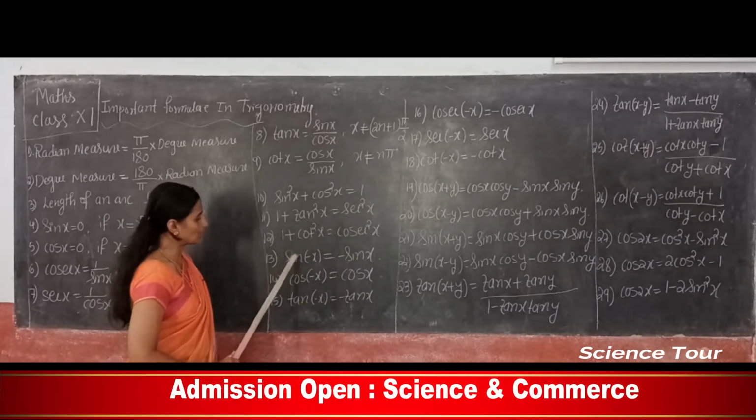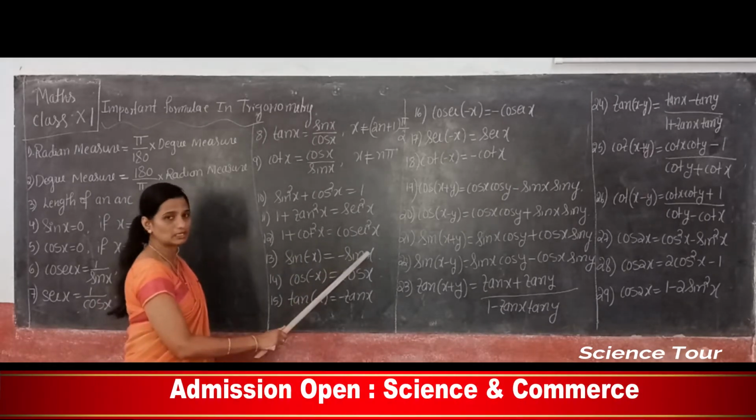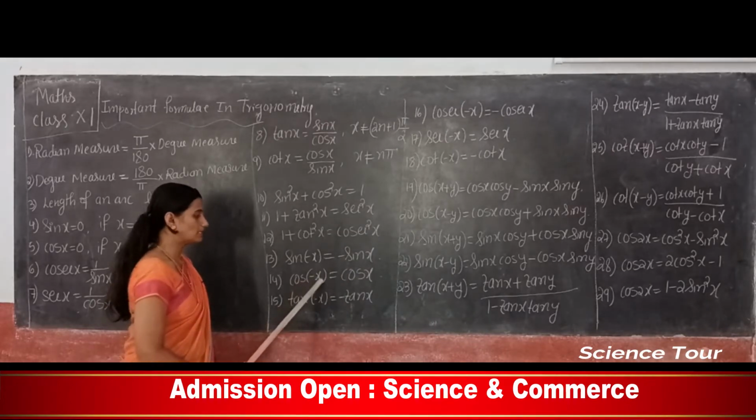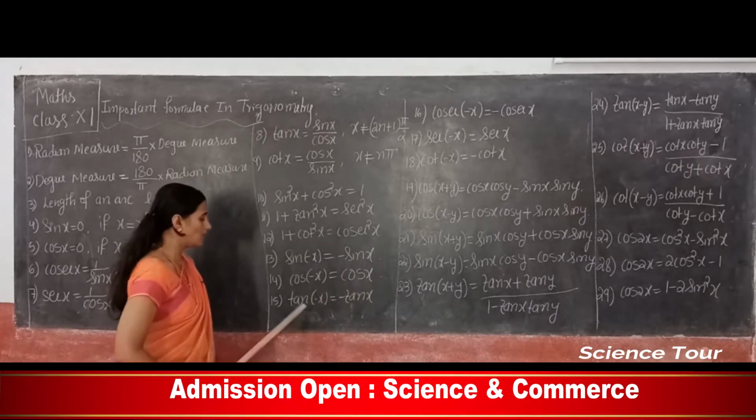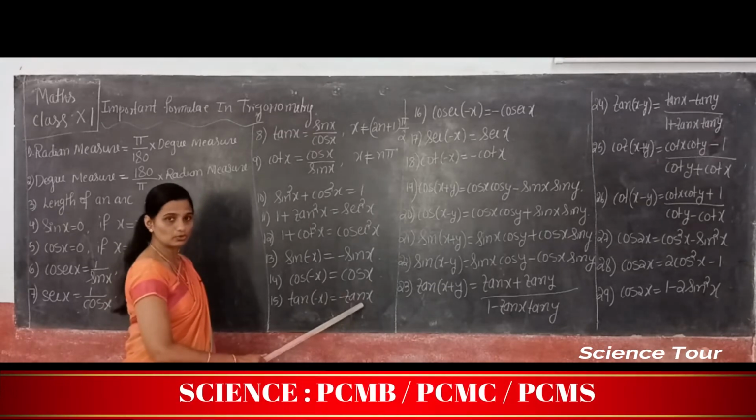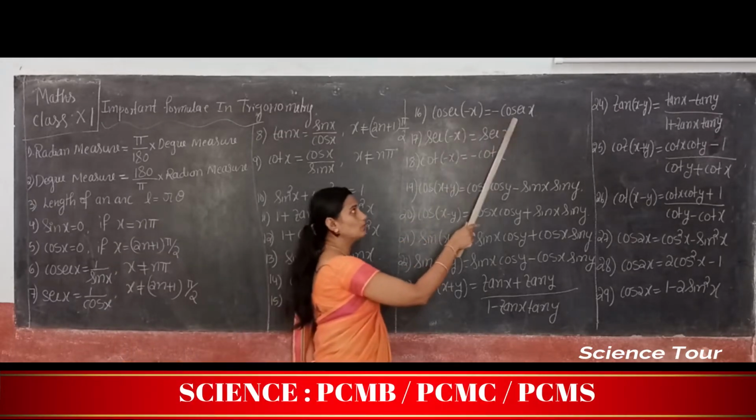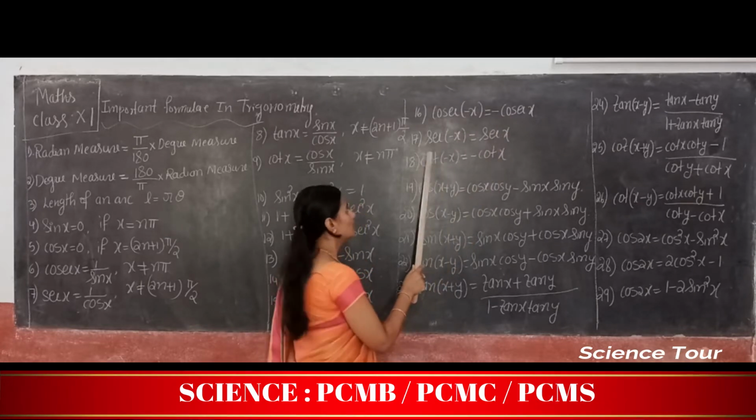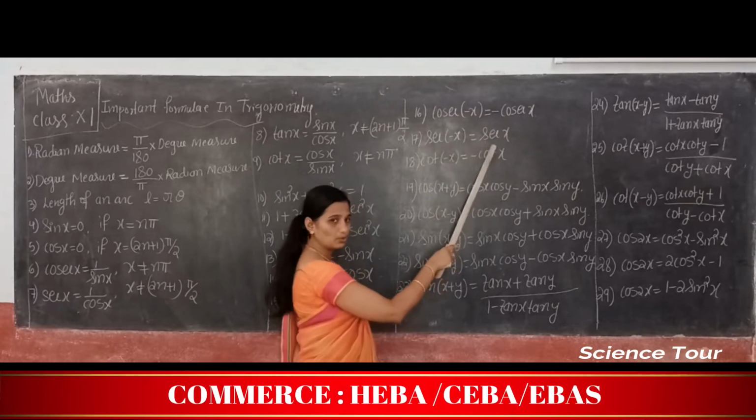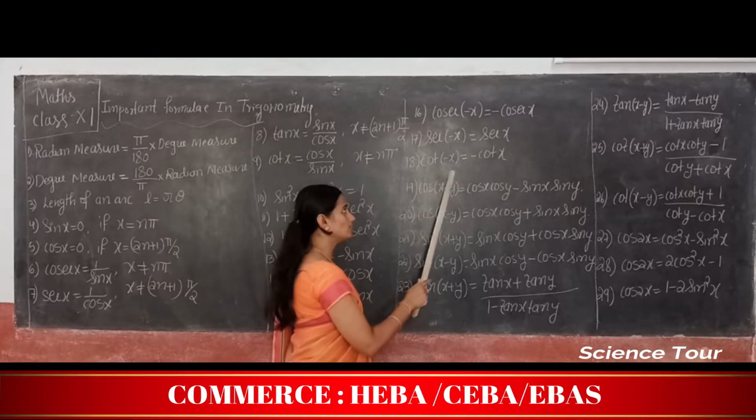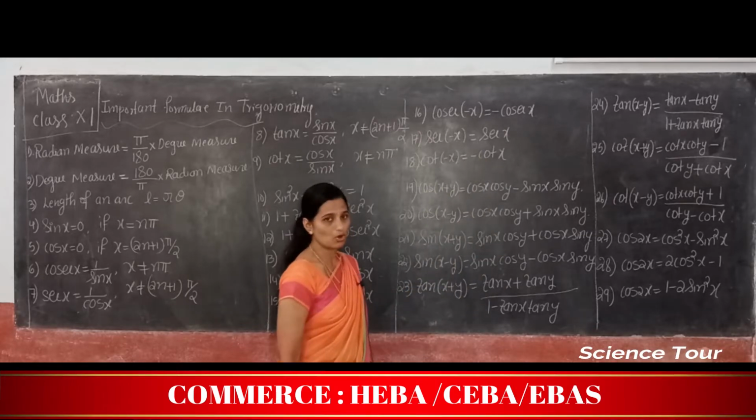Next formula is sin of minus x is equal to minus sin x. Cos of minus x is equal to cos x. Tan of minus x is equal to minus tan x. Cosecant of minus x is equal to minus cosecant x. Secant of minus x is equal to secant x. Cot of minus x is equal to minus cot x.